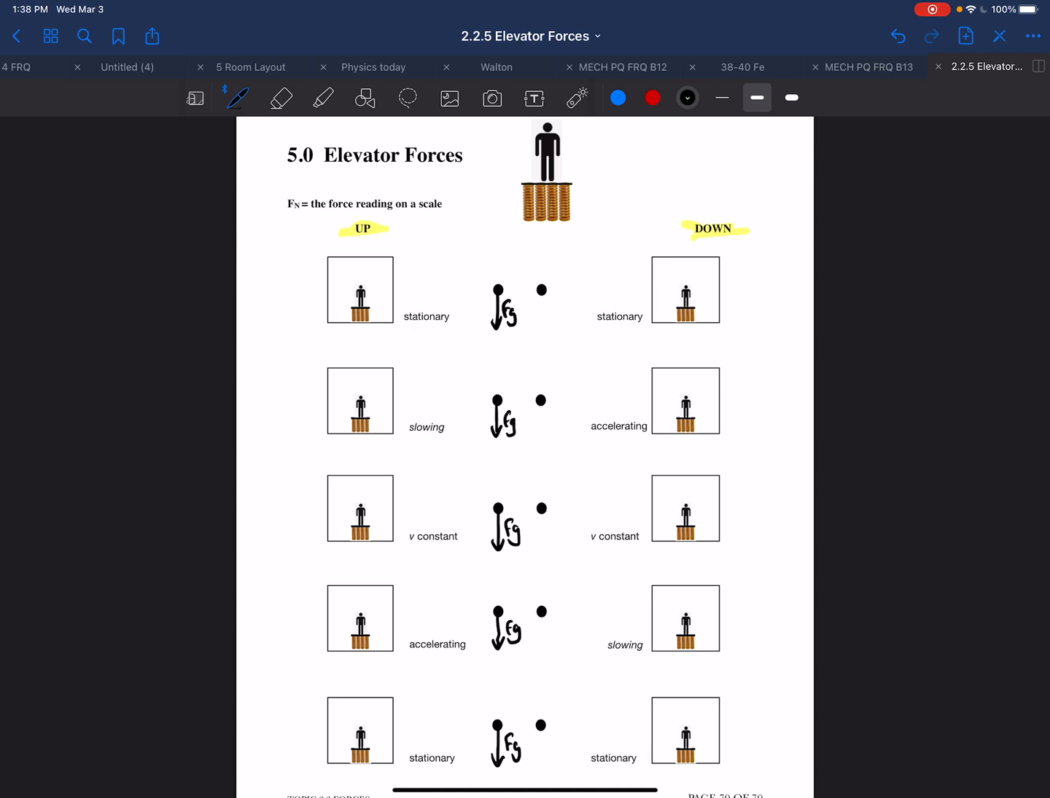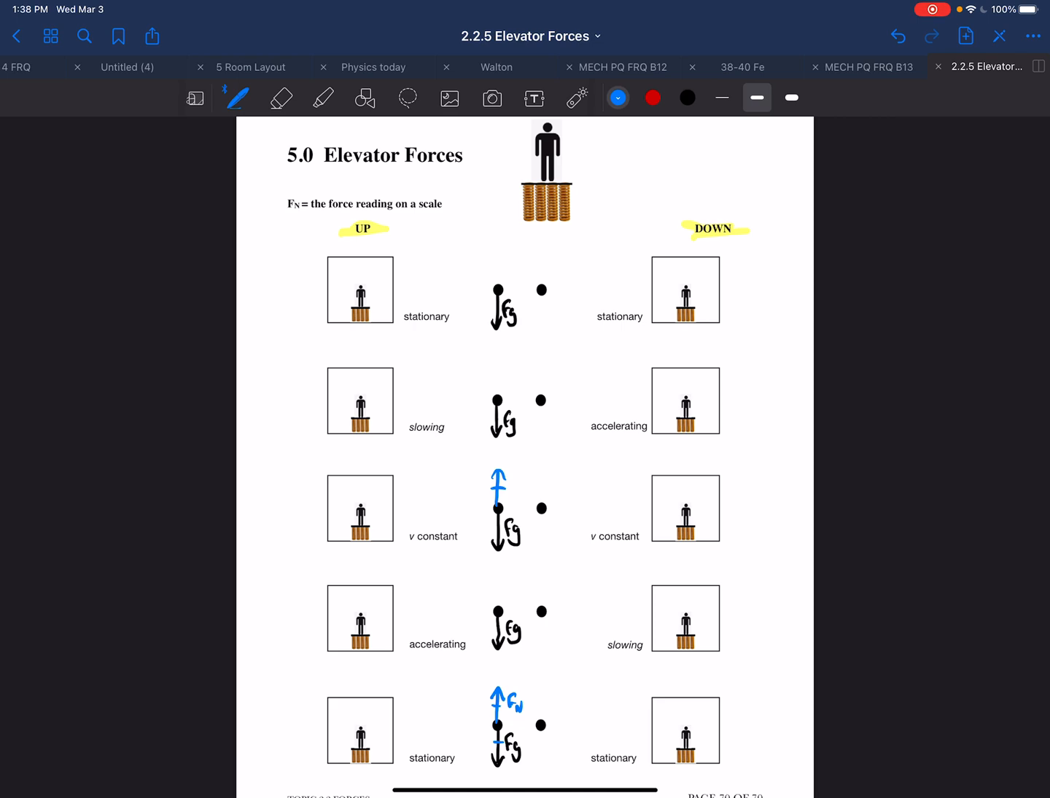Now, when a person is standing there stationary at the bottom, waiting to go, the scale reads a normal force equal and opposite to the force of gravity. The person is not accelerating. There's no acceleration going on at all. The forces are balanced. The acceleration is 0. When we look at the situation where it's traveling at constant velocity, well, again, there's a net force of 0. There's no acceleration going on, so we know that the normal force is equal there as well.